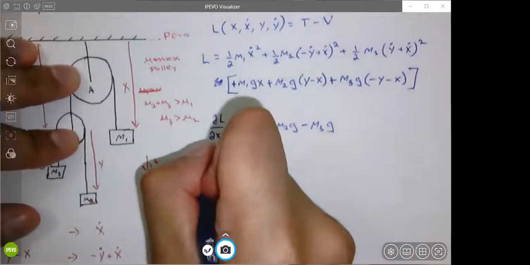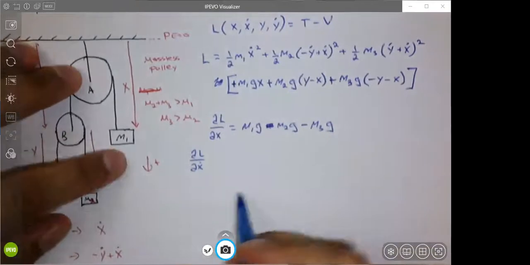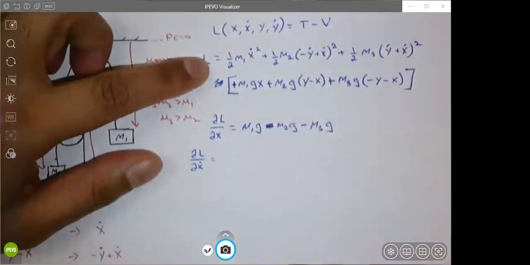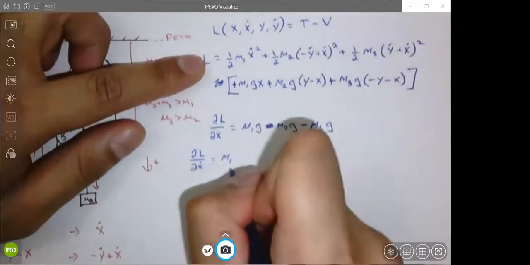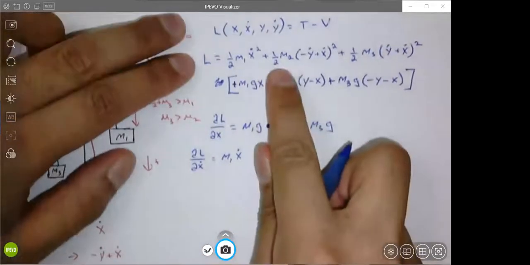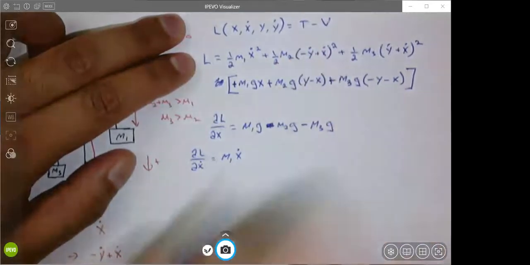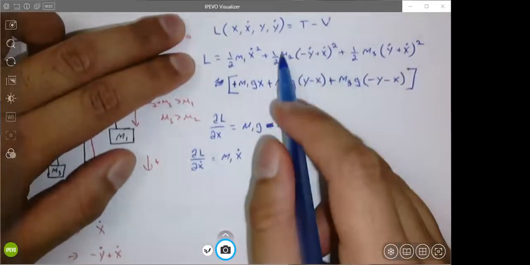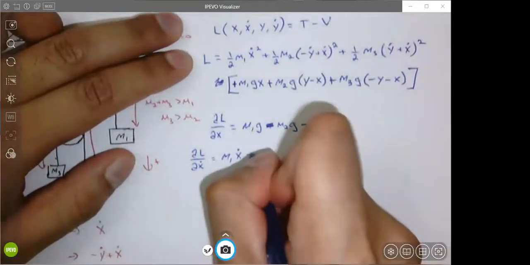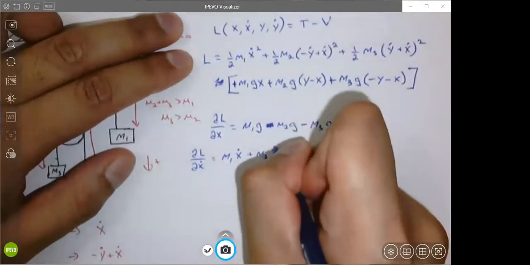The next thing we need to do is take the partial of the Lagrangian with respect to x dot. And that's going to be, over here there's an x dot. So this becomes m1 x dot. The next term here, we have to do, what is this called? The chain rule. So the 2 here goes to the front, and then you take the derivative of this, which is just 1. So you end up with plus m2 x dot.